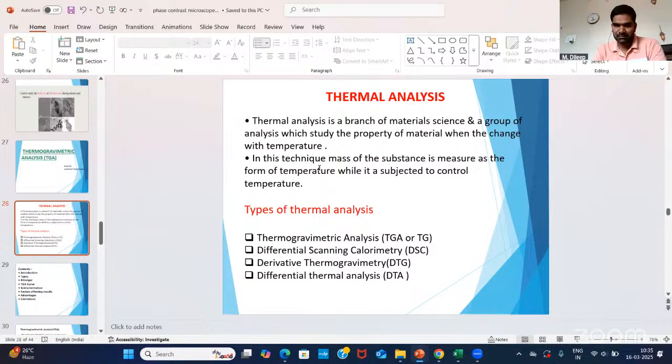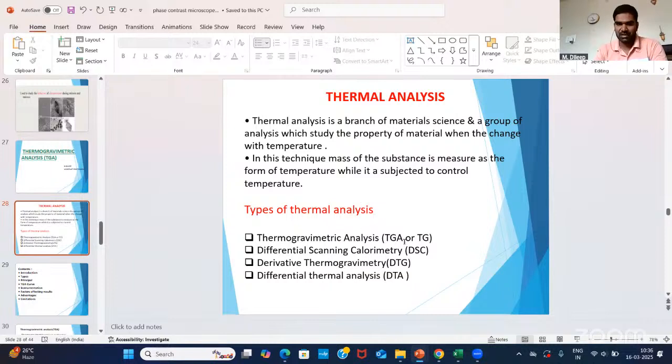So in these thermal analysis techniques, the mass of the substance will be measured as a function of temperature. We subject it to controlled temperature and we try to find the mass of the substance as a function of temperature. So there are types of thermal analysis.